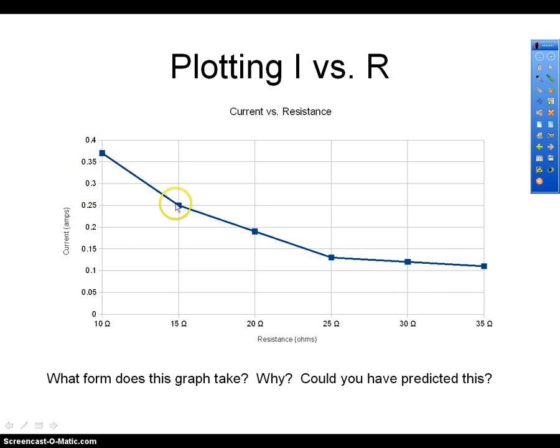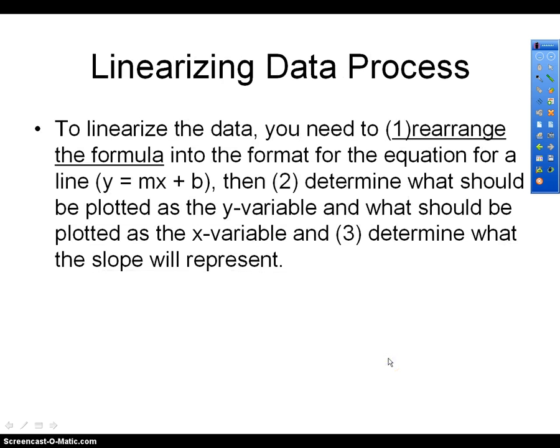The problem with this plot is that we cannot figure out voltage using this entire trend. There's really nothing I can do, especially if I don't have a computer, to analyze a curve like this. I can't really hand sketch a best curve. I can't really do much with it. And that's why we're going to linearize the data. So what we would need to do is rearrange the formula until we get into that format of y equals mx plus b.